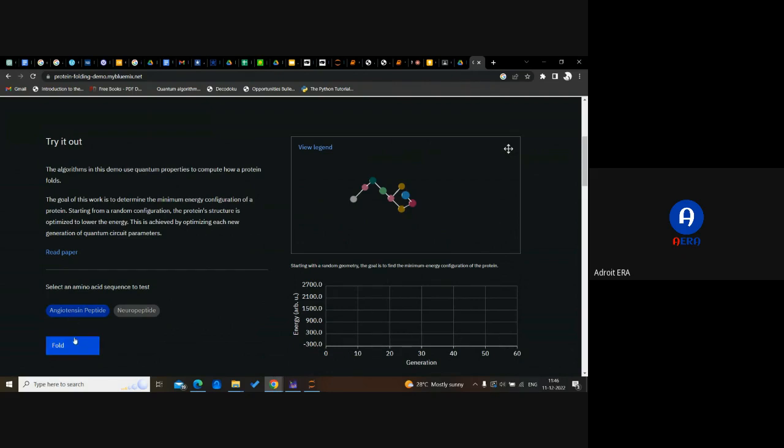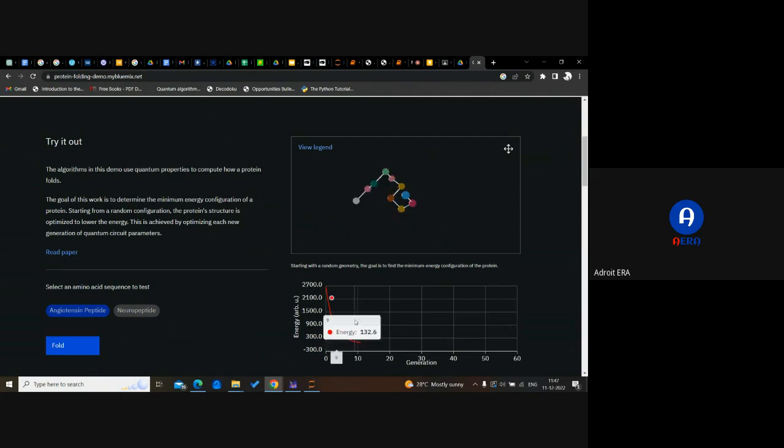So let us fold this angiotensin peptide. Let us fold this and see the ground state energy for ourselves. It will take some time. You can see that the energy value is slowly decreasing as the number of iterations increases. At 10 it decreased, and at 20 it will slowly decrease, and it will optimize itself to a ground state. It's a tetrahedral lattice.